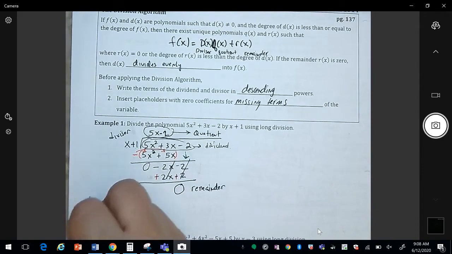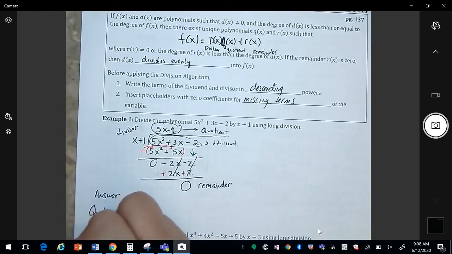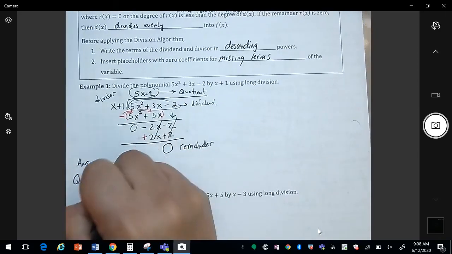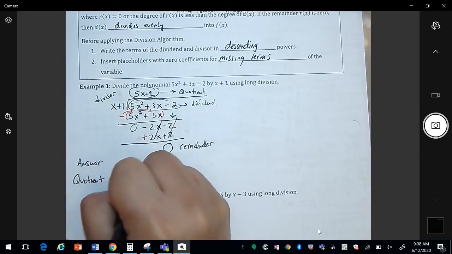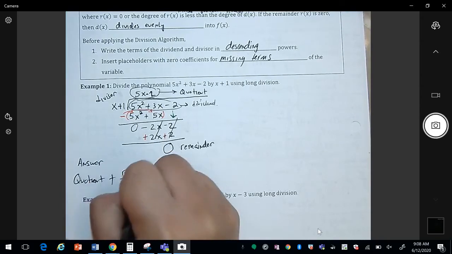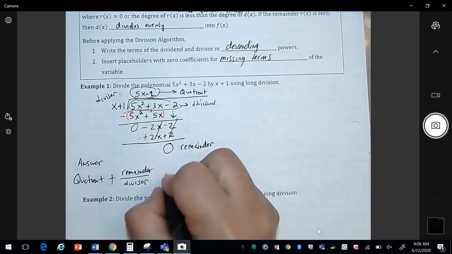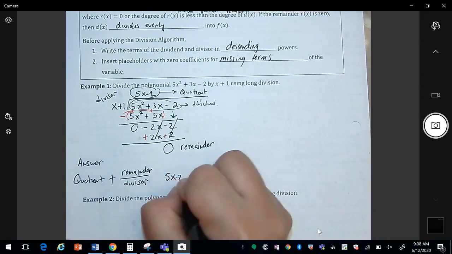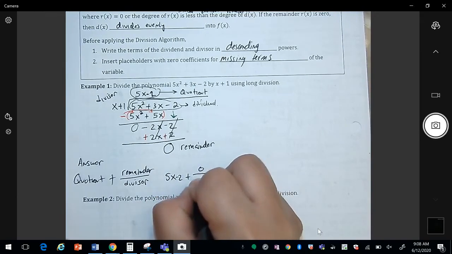Okay, so to write our answer, we write it as our quotient plus the remainder divided by our divisor. So my quotient here is 5x minus 2 plus my remainder of 0 divided by the divisor.